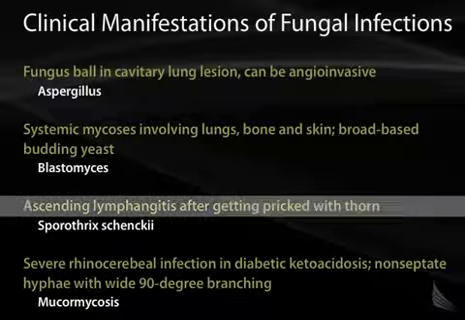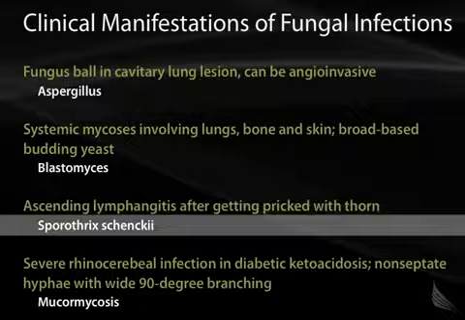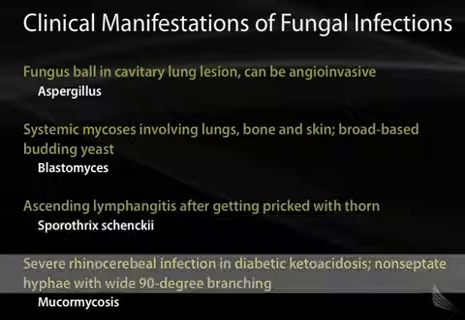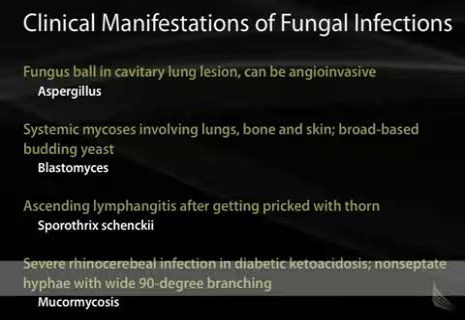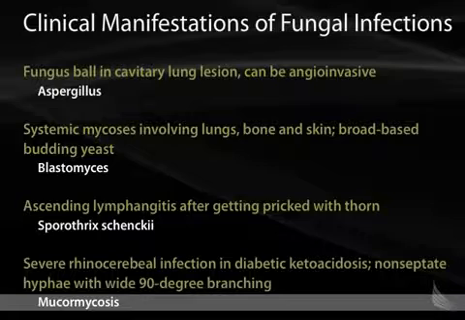If you have somebody with an ascending lymphangitis after getting pricked with a thorn, that's Sporothrix schenckii. And somebody with severe rhinocerebral infection and diabetic ketoacidosis, you've got non-septate hyphae with wide 90-degree branching, then you've got mucormycosis.